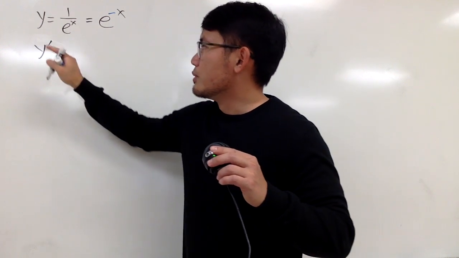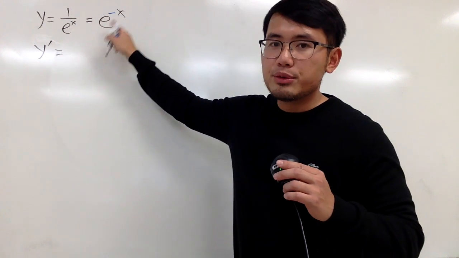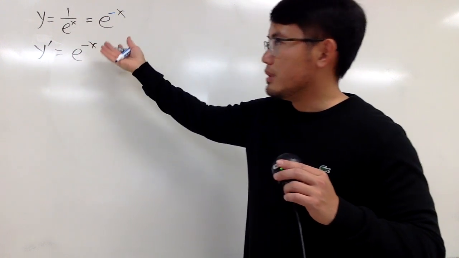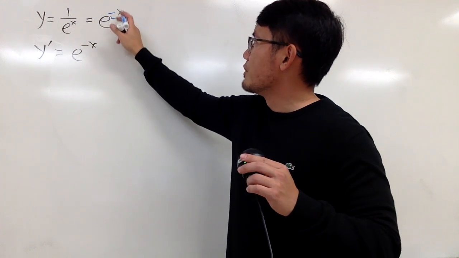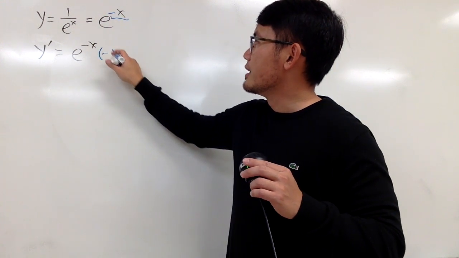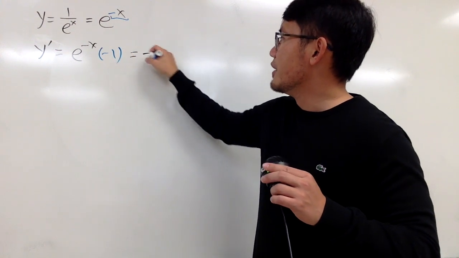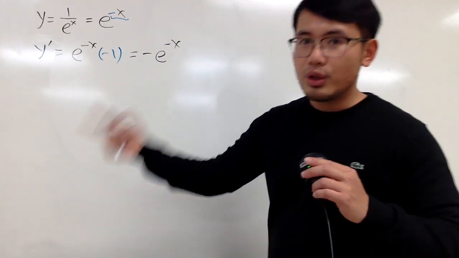So from here, let's see. First derivative, I'll just put down y prime. When you differentiate e to something, this part always stays the same first. So you write down e to the negative x. And the chain rule says we are going to multiply by the derivative of this, which is going to be negative 1. And that's it. In other words, the first derivative is negative e to the negative x. And we just do it again.